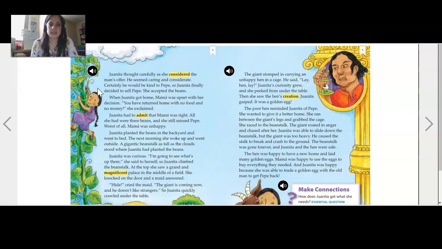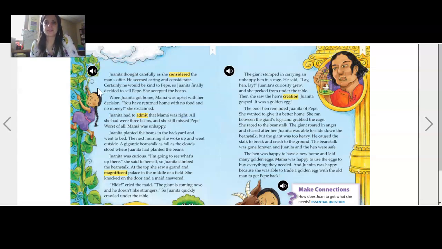Hide! Cried the maid. The giant is coming now, and he doesn't like strangers. So Juanita quickly crawled under the table. Hey, this does match Jack and the Beanstalk. There's a giant up in the clouds. So we made a prediction earlier based on our background knowledge of already having read Jack and the Beanstalk.